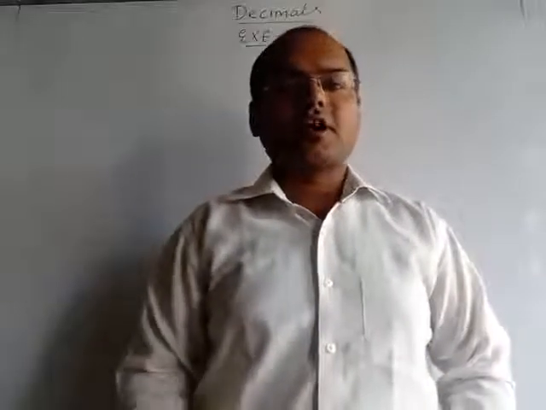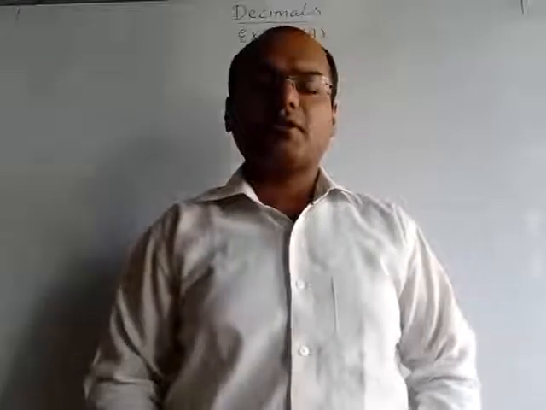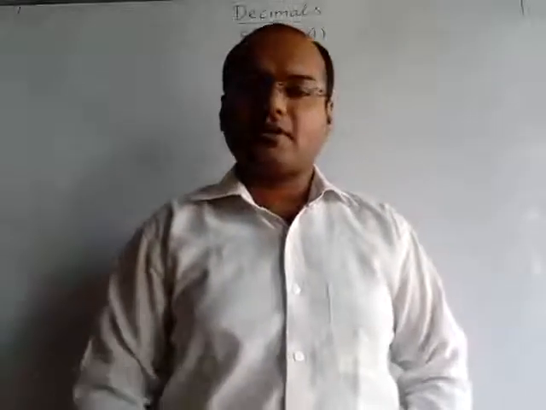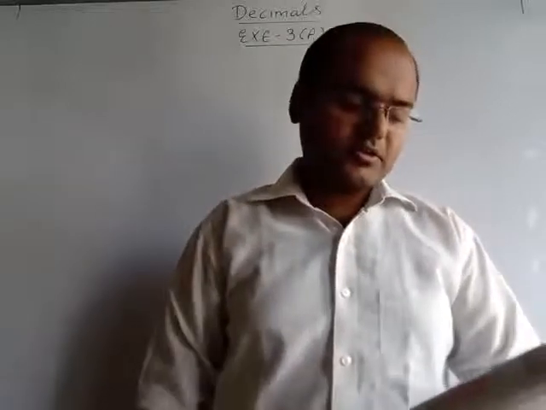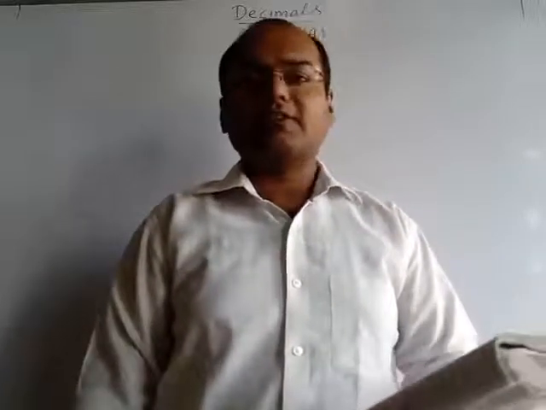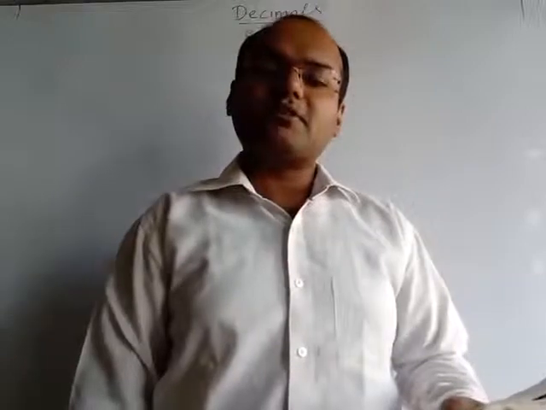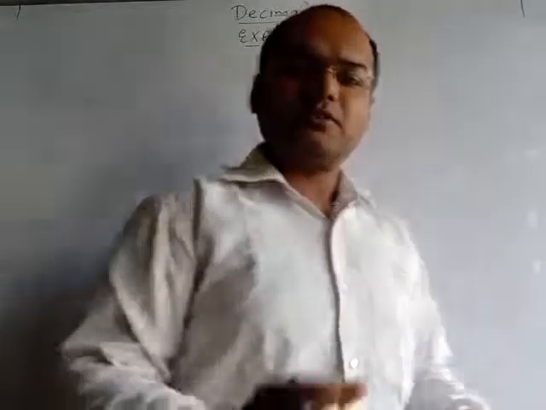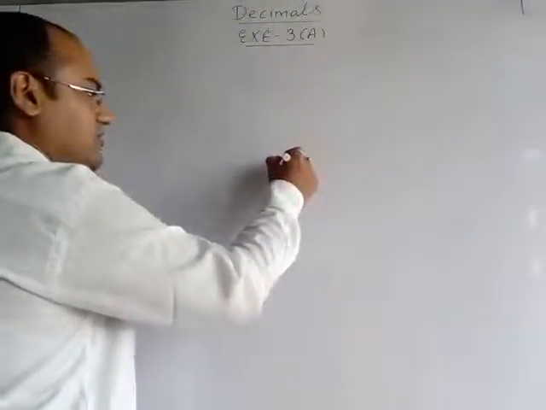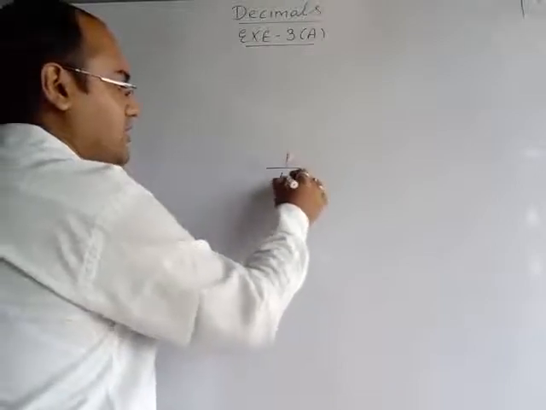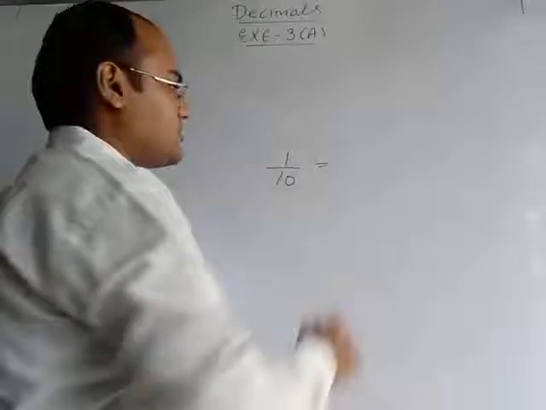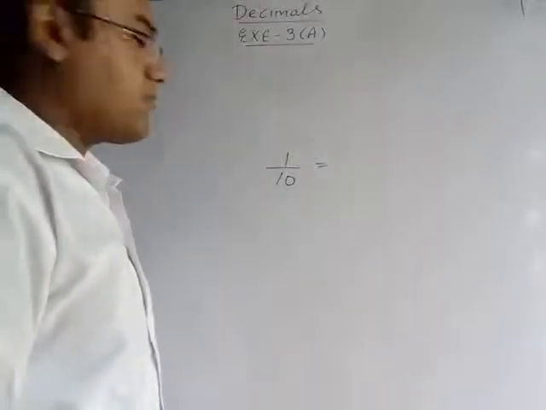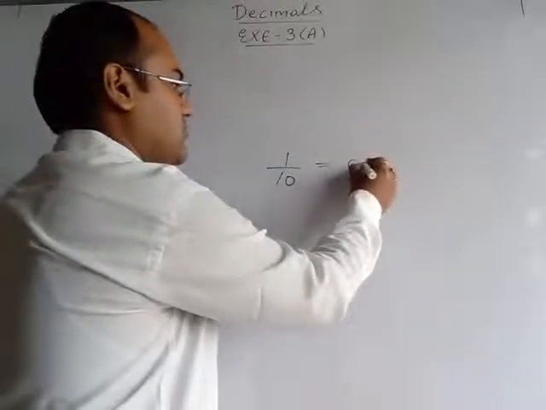Now today we will start the new chapter number 3, and the name of the chapter is Decimal. Exercise 3, question number 1 is: express the following as decimals. So what are decimal numbers? If a fraction is given, suppose the fraction 1 upon 10 is given, and we write it in decimal form, we will write it as 0.1.